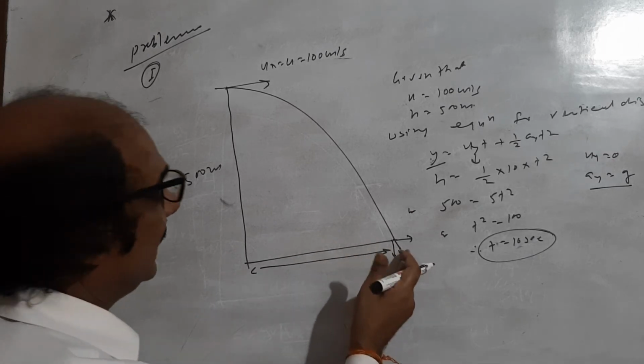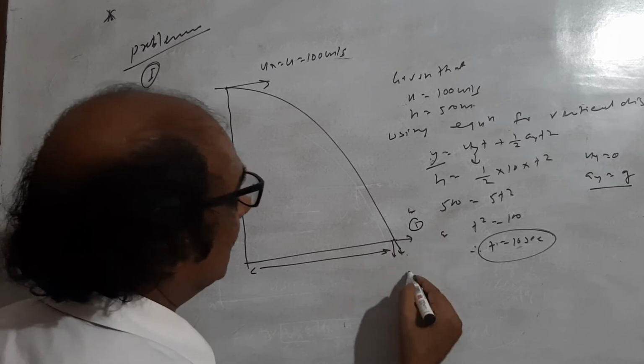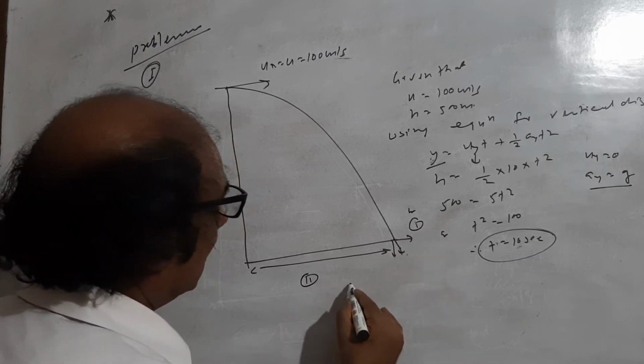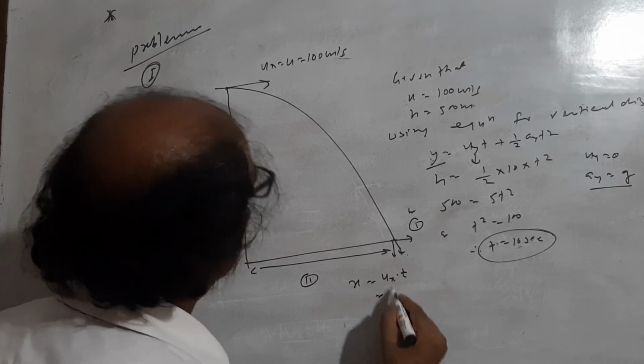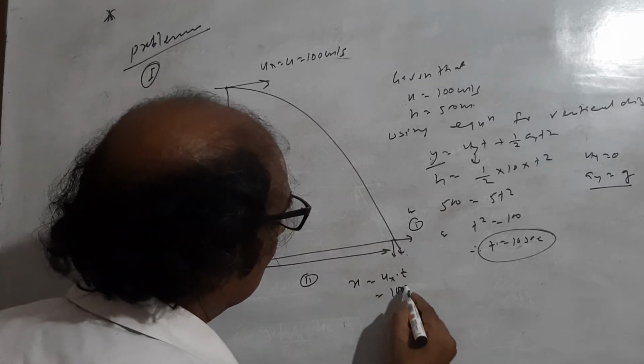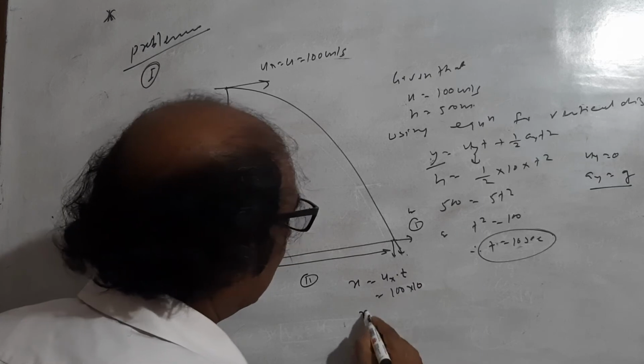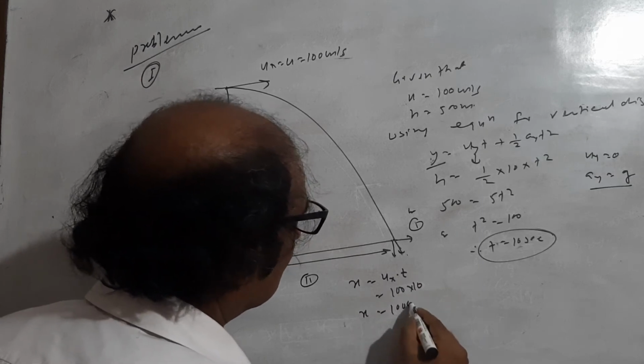And now find out the range. So first time, second, x is equal to ux into t. Ux means u, 100 into 10, x equal to 1000 meter.